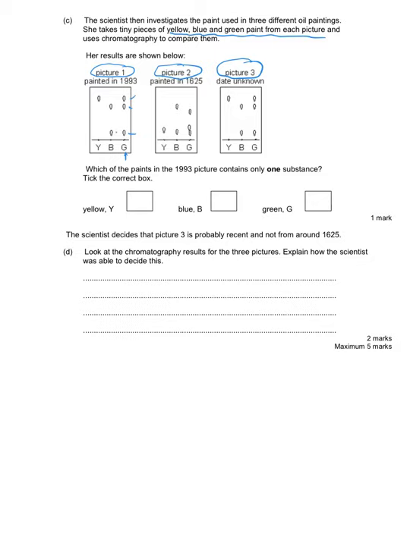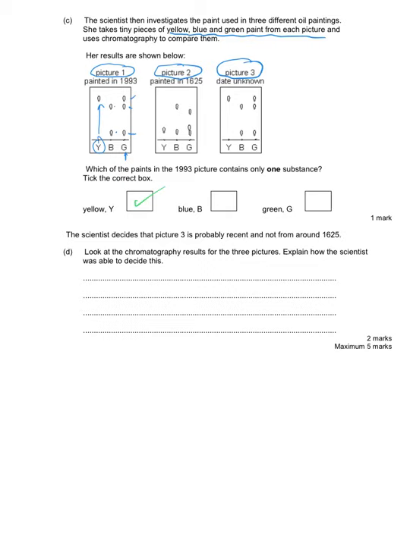And the blue has got 2 spots. And so the blue contained 2 substances. And it was the yellow that only contained 1 substance because it's risen up the chromatography paper and we've only been left with 1 spot. And then the scientist decided that picture 3 is probably recent and not from around 1625. Look at the chromatography results for the 3 pictures and explain how the scientist was able to decide this.